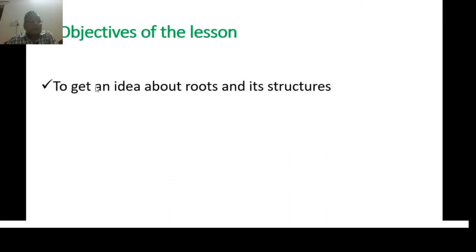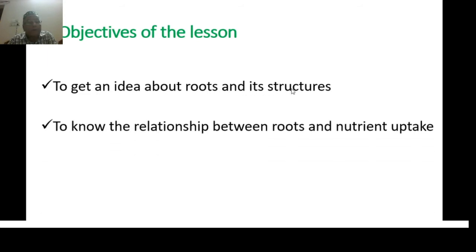এখন আমরা দেখি what are the objectives of this lesson. The number one objective is to get an idea about roots and its structure, and number two, to know the relationship between roots and nutrient uptake. So these two topics will be covered by our today lesson or discussion.